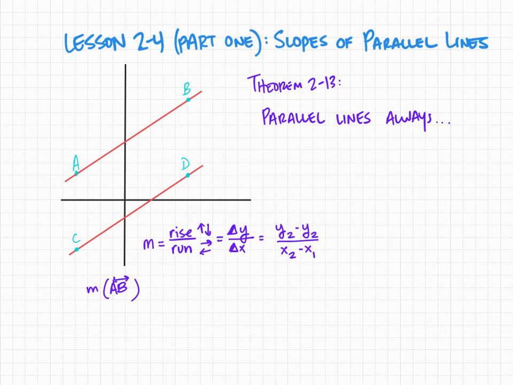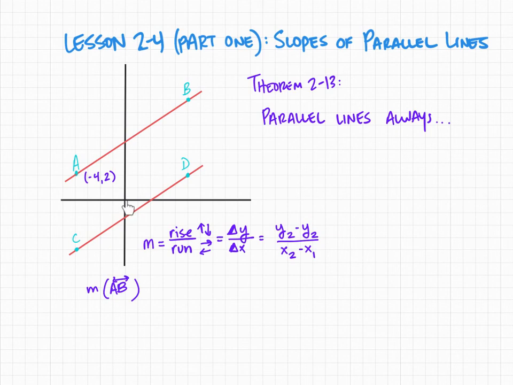Okay, let's identify the 2 coordinates for A and B. A looks like it's at negative 4, positive 2. I had to go from the origin backwards 4 and up 2 to get to A. So that means its coordinate is (-4, 2).